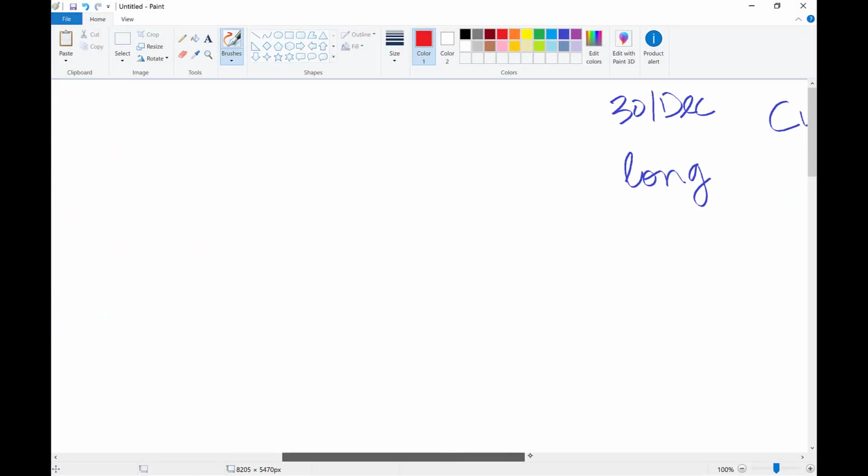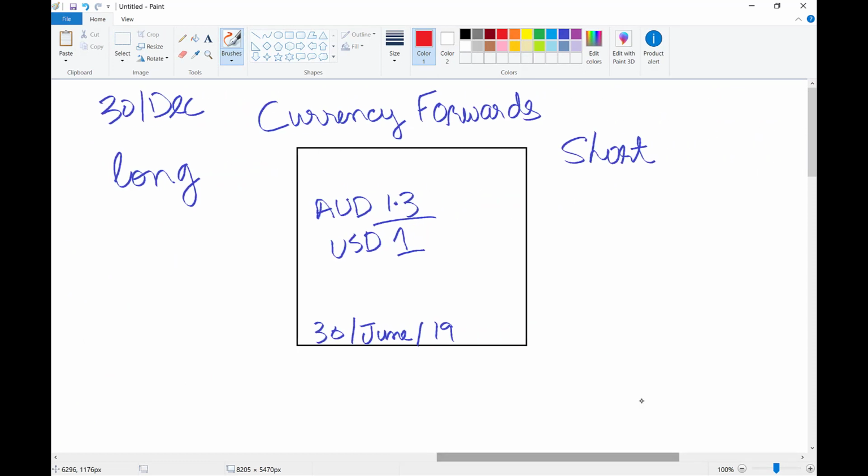Now see the exchange rate from the perspective of the currency forward contract. Just like other contracts, this is one currency forward contract formed on 30th December. One party is long, another party is short. Expiry is 6 months, 30th June 19. And this is the rate they have quoted. This is the underlying. The underlying is what? Australian dollar over USD. And this is the forward price they have quoted: 1.3 Australian dollars is equivalent to 1 US dollar. So in the denominator is the foreign currency and in the numerator is the domestic currency.